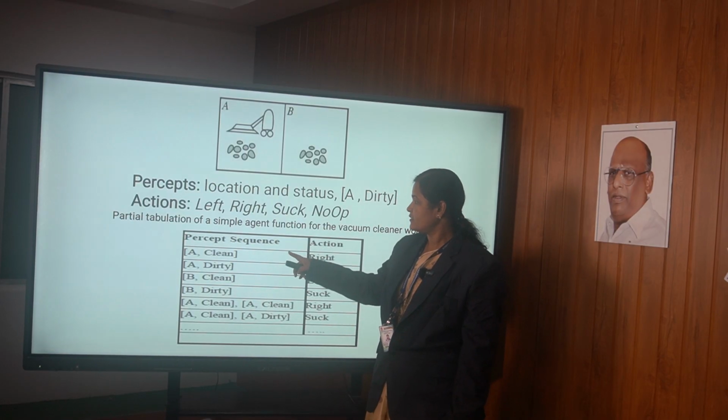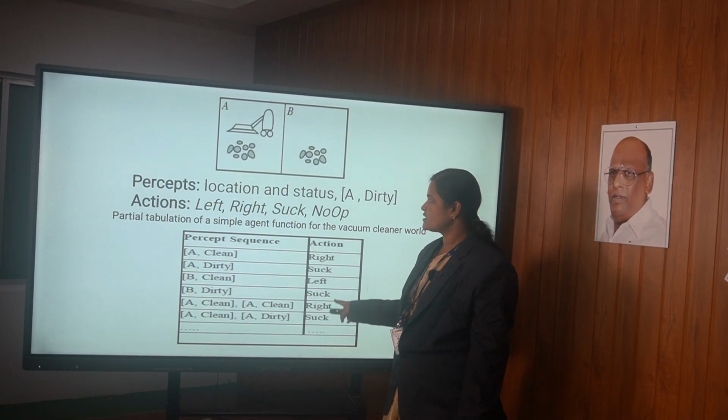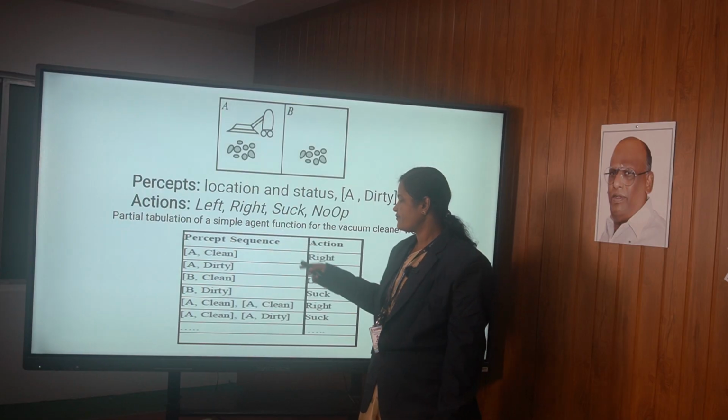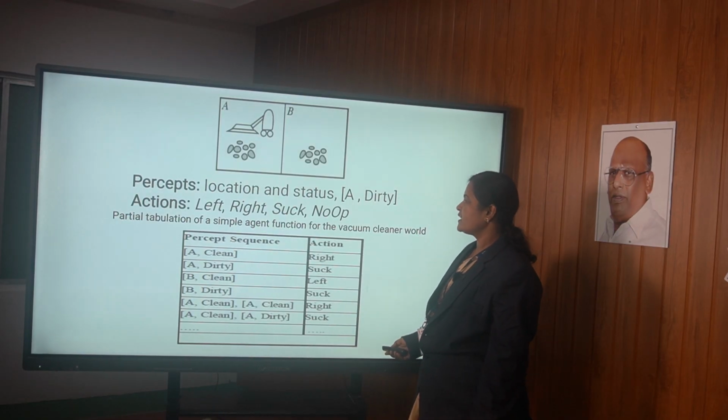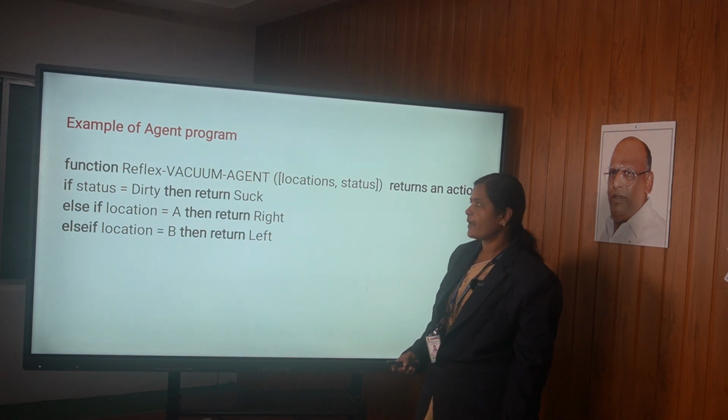So for the input, what is the action it has to take? That will be shown in this table. This is called the agent function. Then we will be writing the program for this. That program we call the agent program.